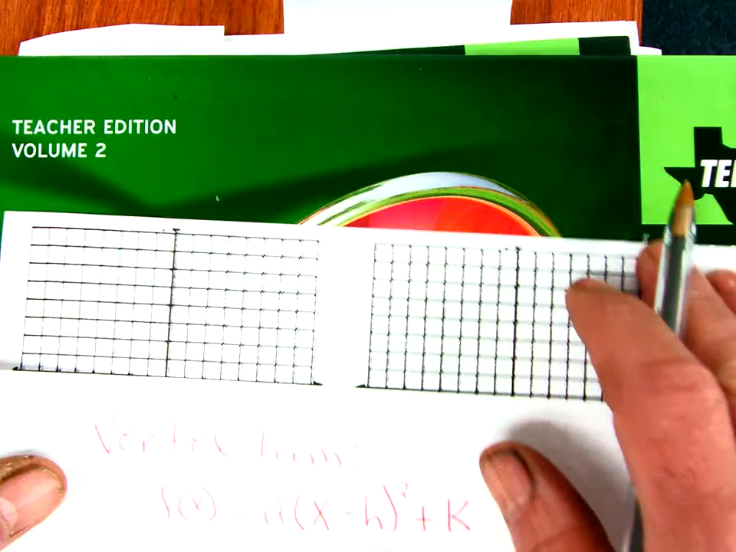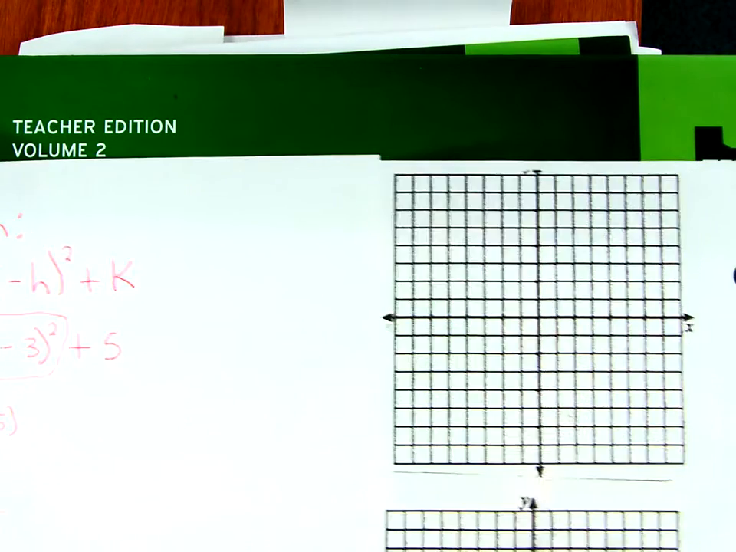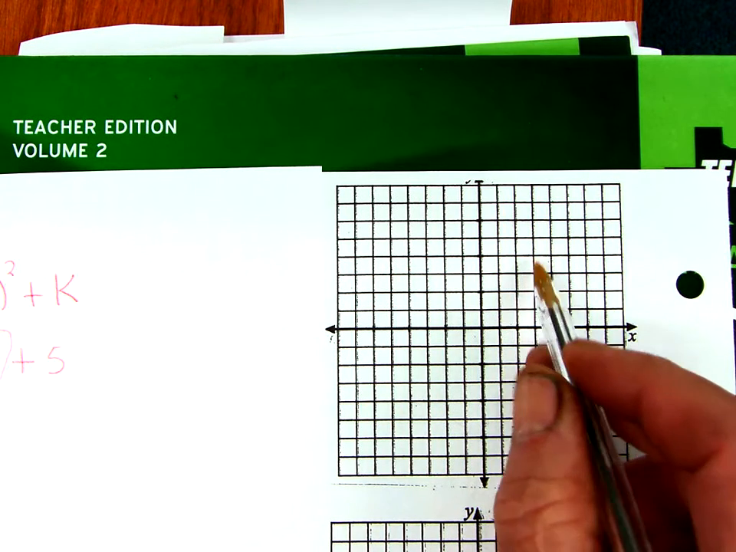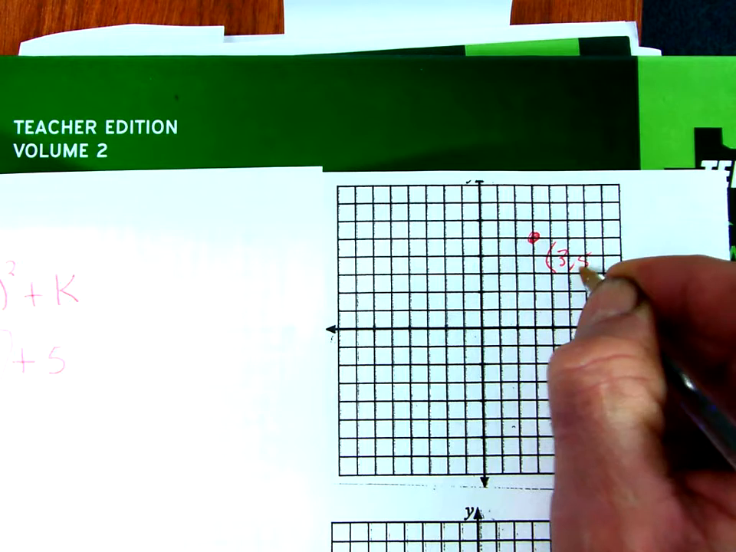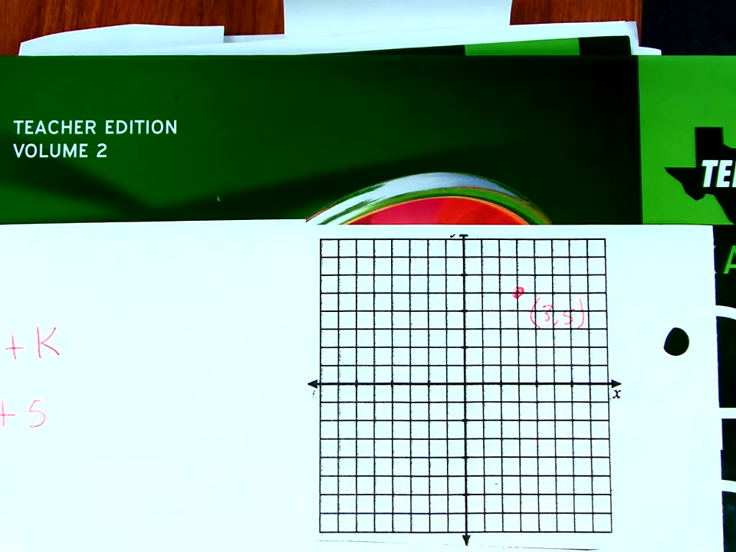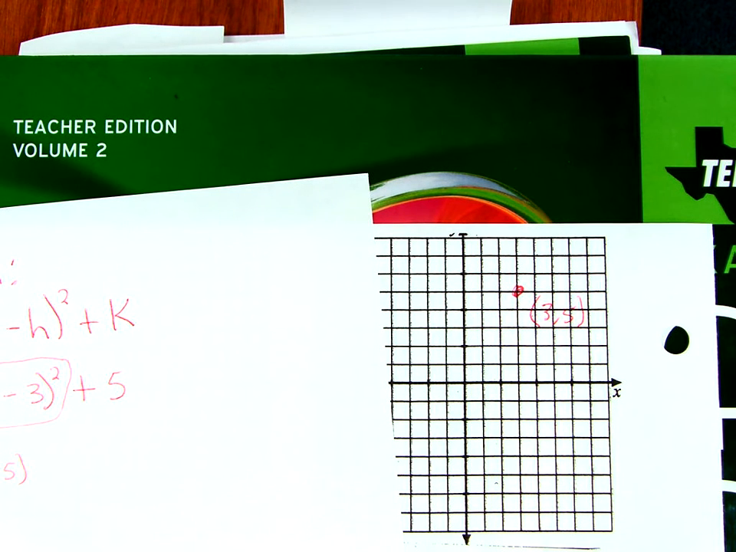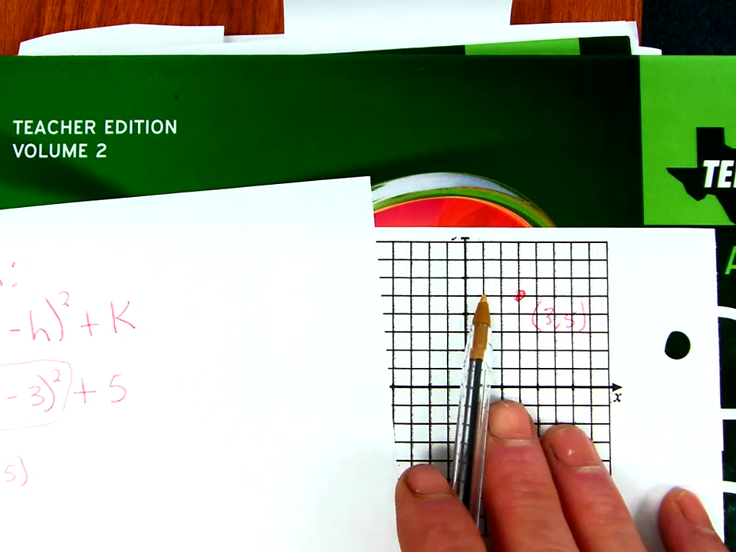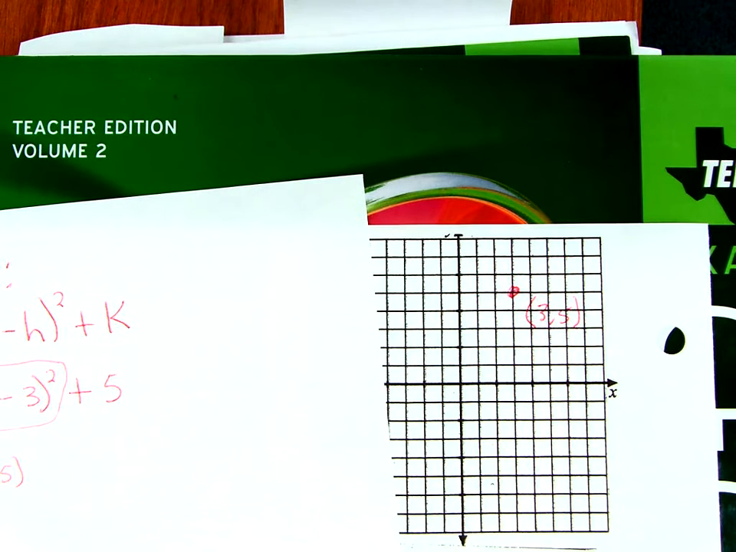So I'm going to go to my graph now, and I'm going to plot that vertex. Vertex is 3, 5. So I go over 3 and up 5. 1, 2, 3, 4, 5. There we go. 3, 5. Okay. But I need 2 more points because this is a parabola and I need 3 points for a parabola. I need a point that's going to be to the left of the vertex and I need a point that's going to be to the right of the vertex.